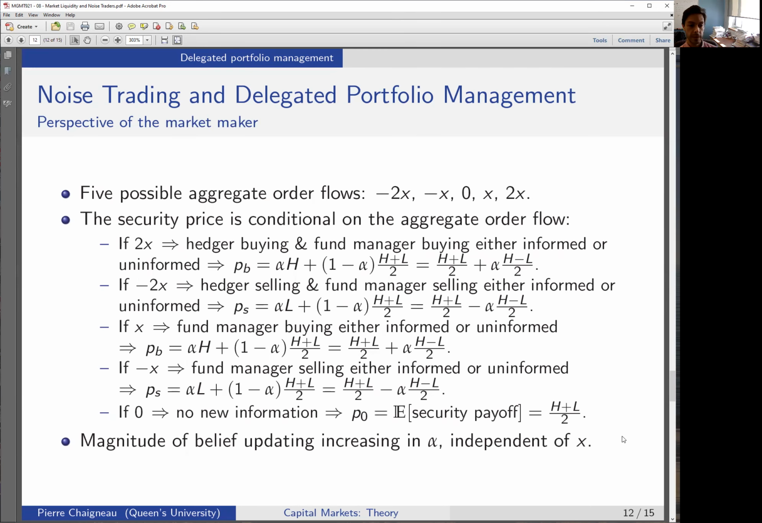Okay, so from the perspective of the market maker, when the market maker observes an order of 2x, it means that the fund manager is buying. So what is going to be the belief updating? With probability alpha, the fund manager is informed, in which case the value of the asset is H. But with probability 1 minus alpha, the fund manager is uninformed, and so is just churning. So the order is completely uninformative, meaning that there is no belief updating, meaning that the expected value of the security is (H plus L) over 2.